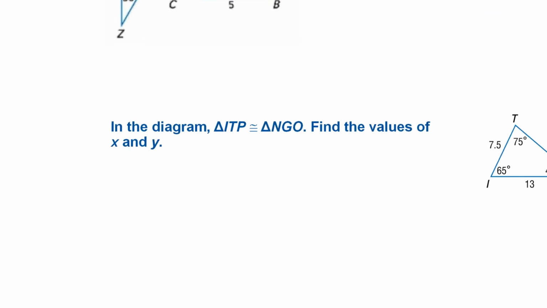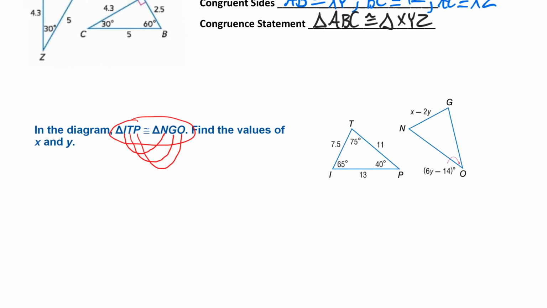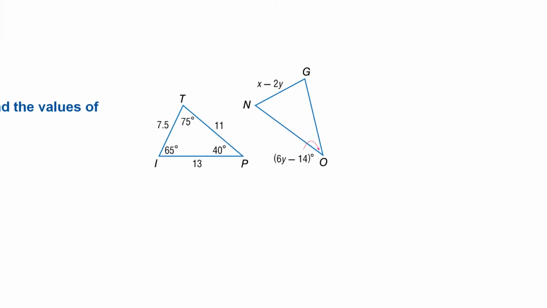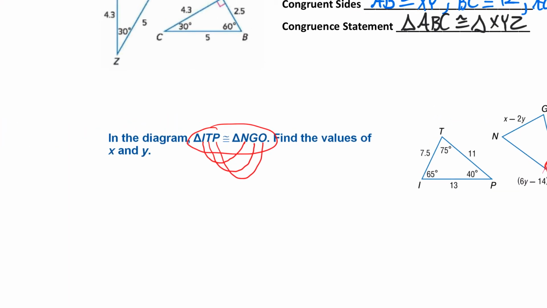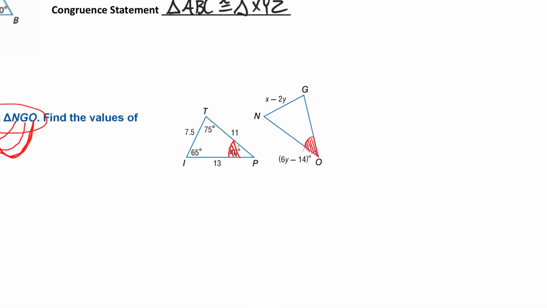Okay, then on this last one real quick. So this tells us triangle ITP is congruent to NGO. So again, the order matters here. So I matches to N, T matches to G, and P matches to O. Okay? So the order helps us here because we know what matches to what. So I want to find Y. So this angle O that has 6Y minus 14, what angle matches up to that? If I look over here, O matches up to P, and P is 40 degrees, right?